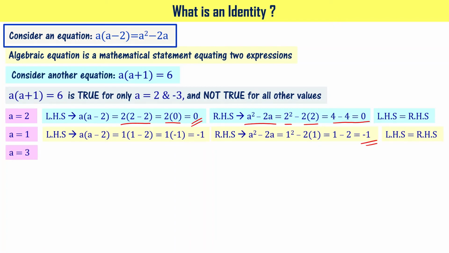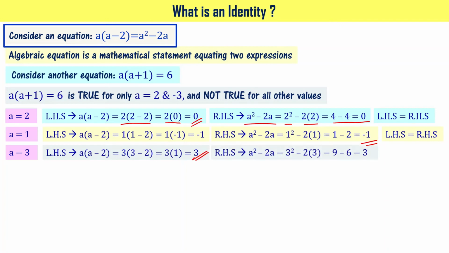Let's consider a equal to 3. When you substitute a equal to 3 into the left hand side expression, you get the value as 3. This is the value of the left hand side expression. Get the value of the right hand side expression. That is also equal to 3. It means LHS is equal to RHS. Hence we can say that a equal to 3 is a solution to this equation.